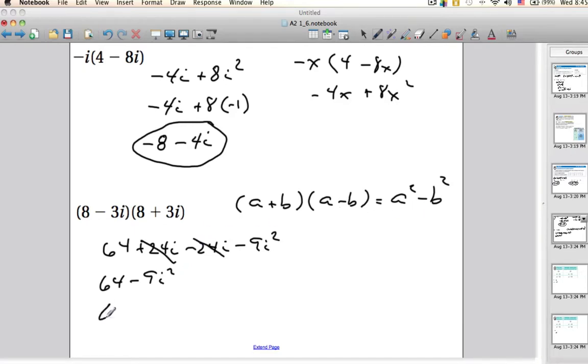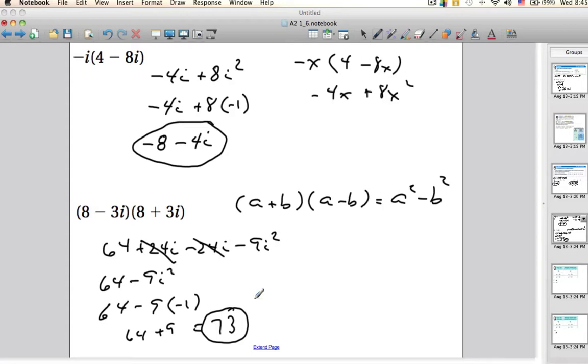And now, as I finish up, I have 64 minus 9 times -1, because i squared is equal to -1. So this becomes 64 plus 9, which is equal to 73. So you'll notice I started off by multiplying two complex numbers together, and by the time I'm done simplifying, I have one real number.